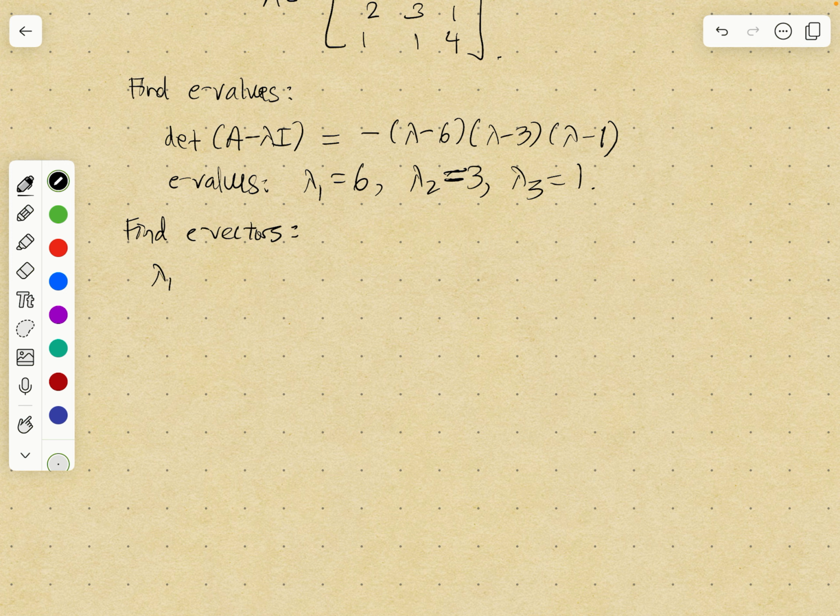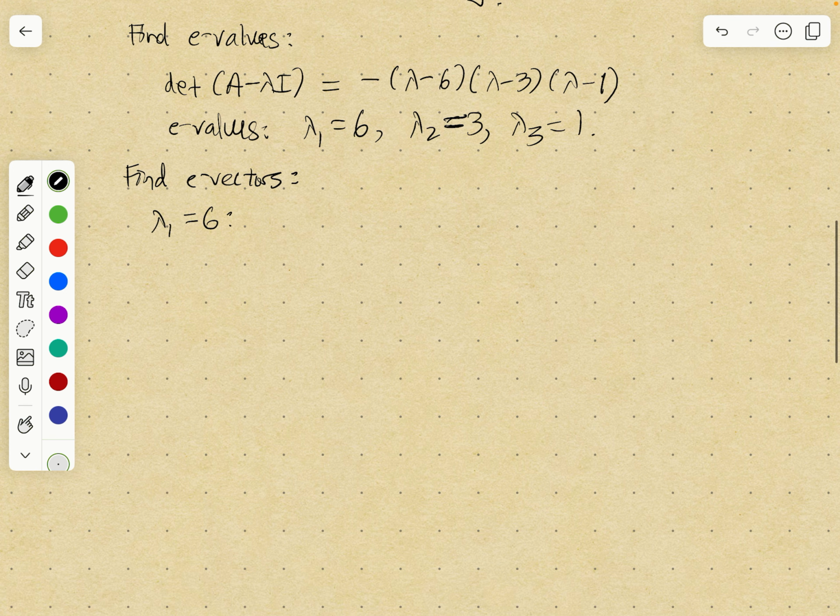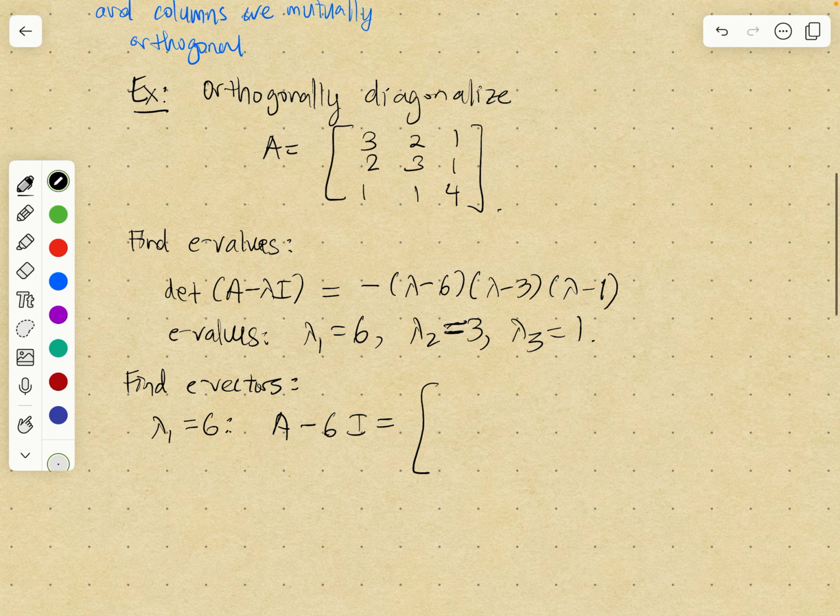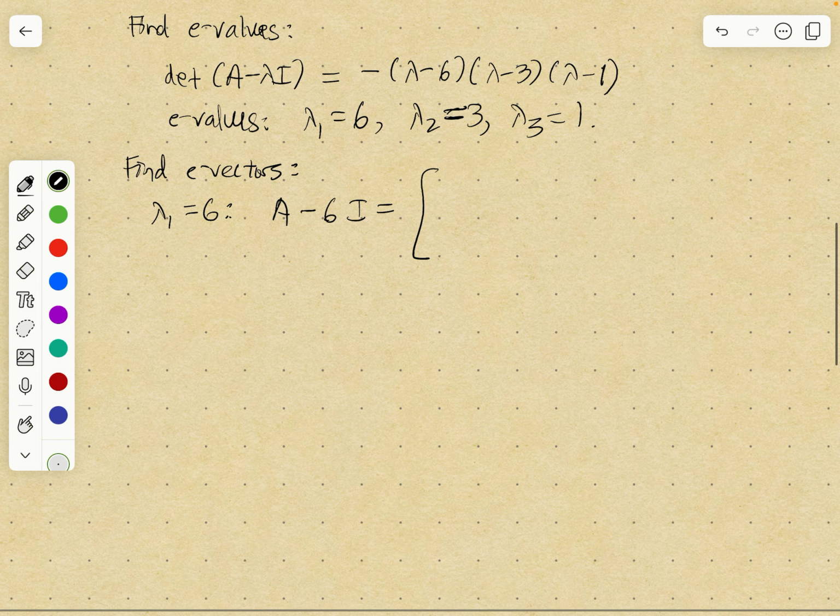Let's do lambda 1 first. And here I'm actually going to do all the steps. So we do A minus lambda I, so that's A minus 6I. And if you look at the matrix above and take away 6 on the diagonal entries, you get negative 3, 2, 1, 2, negative 3, 1, 1, 1, negative 2.